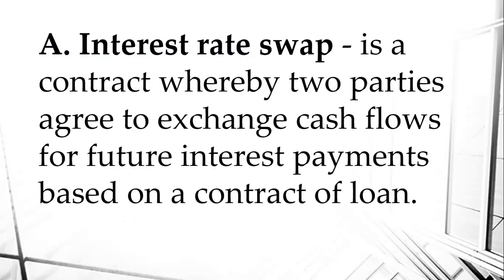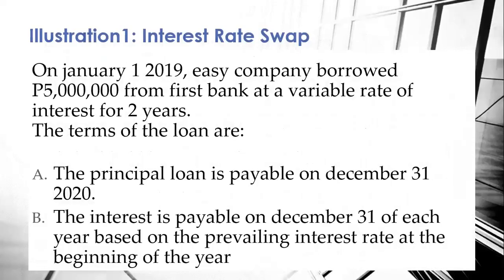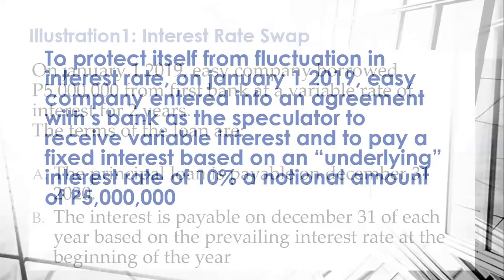So we have an illustration. On January 1, 2019, EC Company borrowed 5 million from First Bank at a variable rate of interest for 2 years. So the terms of the loan are: the principal loan is payable on December 31, 2020. The interest is payable on December 31 of each year based on the prevailing interest rate at the beginning of the year.